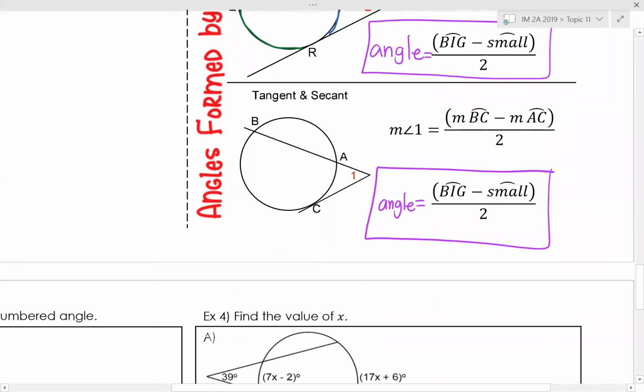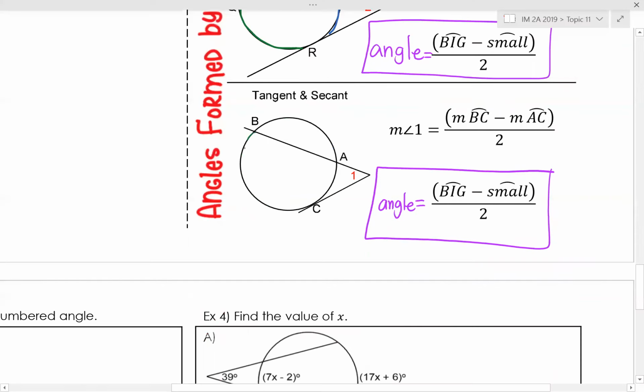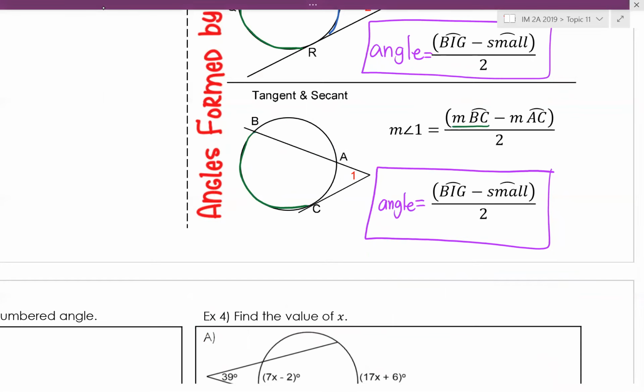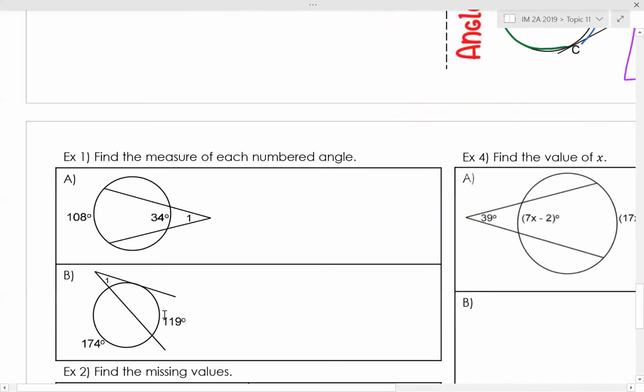And then finally, if I have one of each, so if I have a tangent and a secant, I'm still using the big arc minus the small arc. So the big arc here is BC minus the smaller arc AC divided by 2. Okay, so instead of adding for these problems, we're subtracting. Know that these will be mixed up on your worksheet, so you're looking at which diagram it looks like in order to figure out which formula you're using.